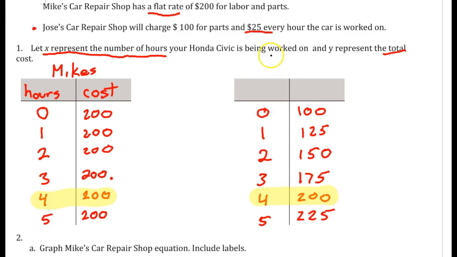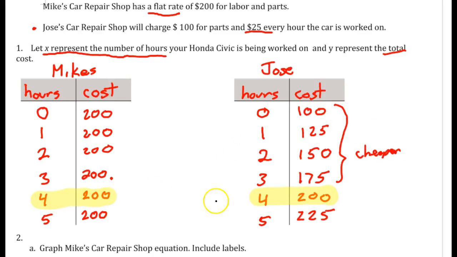Okay, when is which one cheaper? Which one's cheaper for like 1 or 2 hours? Would it be Mike's or Jose's? Jose's. Okay. So hours, cost, fill all that in. You can see up to this point, this is cheaper, right? Because this is 175, this is 200, and so on. And then afterwards, you can see Mike's becomes cheaper after 4 hours.